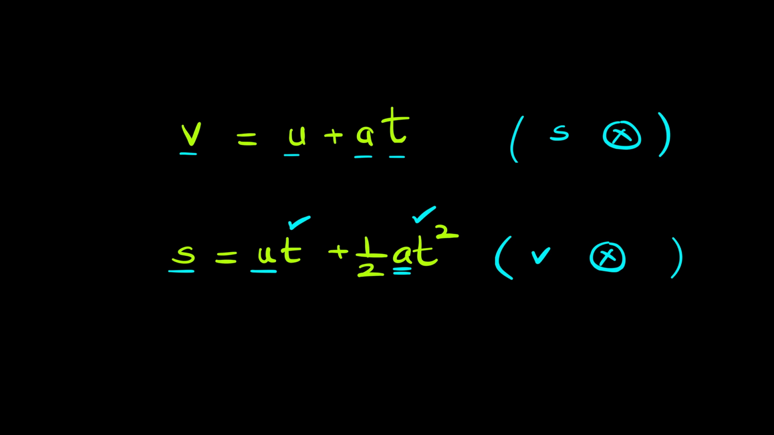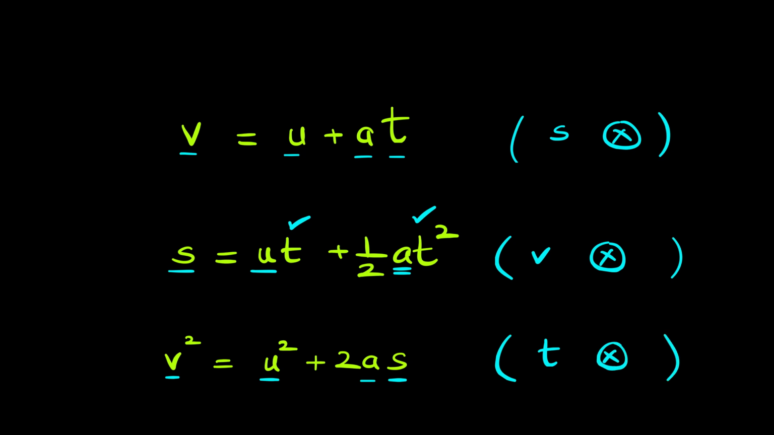Now, let me write the third and the final equation. That is V square is equals to U square plus 2AS. We have V, we have U, we have A, we have S. So which symbol is missing? The symbol T is missing, which represents time. So these are the three equations of motion that we will use in further calculation.